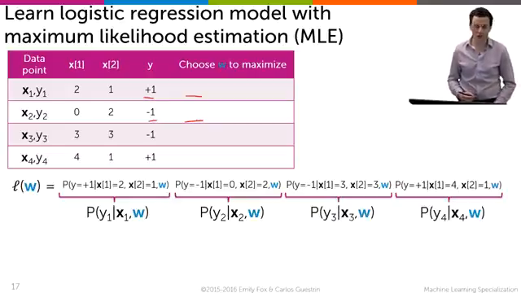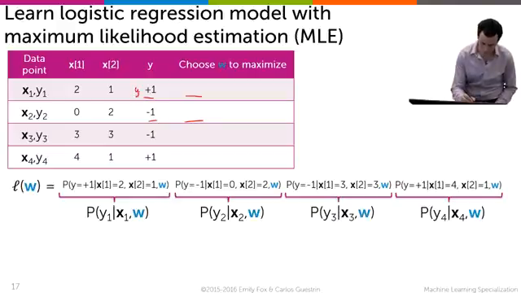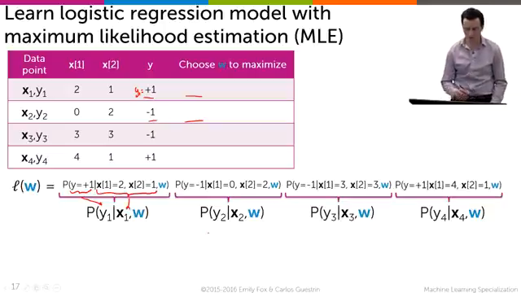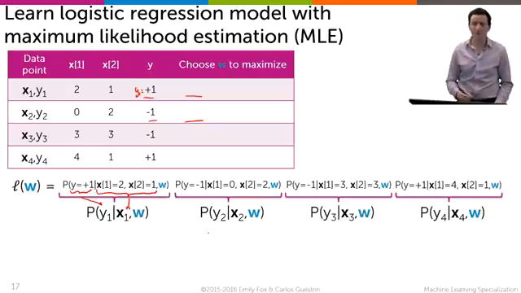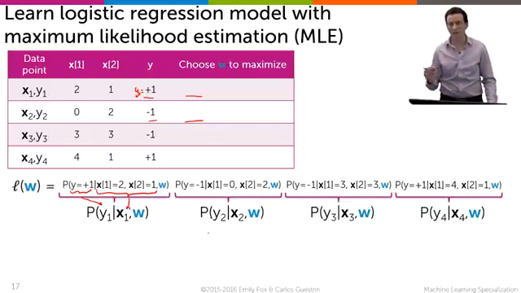We're going to use a shorthand notation here. For the first example, y1 up here was +1, so we denote that by the probability of y1 given x1 and w. The y1 comes from this +1, and x1 comes from this representation of x, and similarly for the other ones. So that the notation doesn't get long and heavy, we just say the probability of y1 given x1 and w, the probability of y2 given x2 and w, the probability of y3 given x3 and w, and we're just multiplying them together.